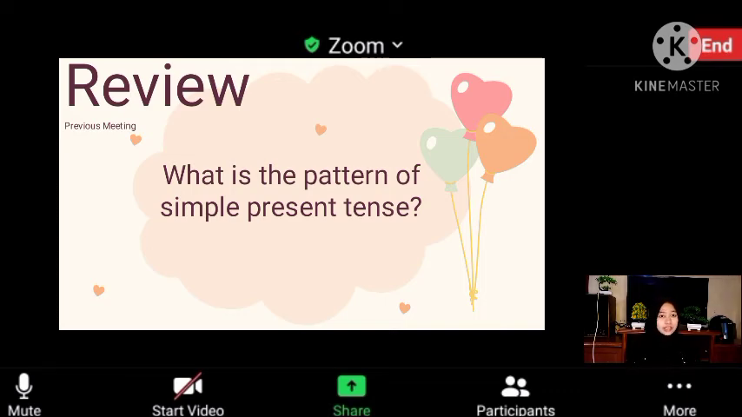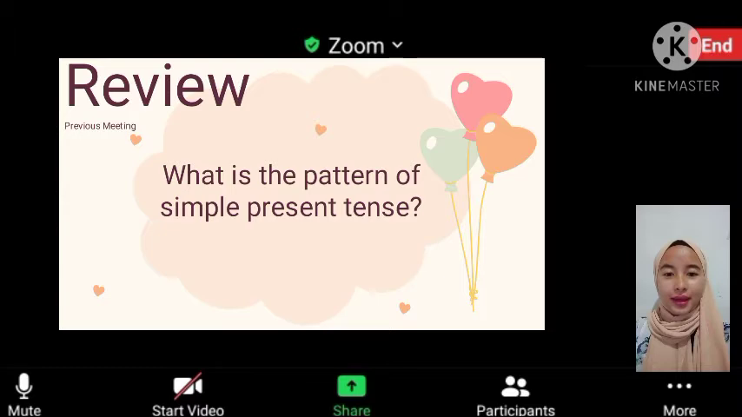Am, are, is. Am is used for the subject I, are is used for you, we, they, and is is for the subject he, she, it. For example, you are beautiful. And the negative form for the simple present tense nominal sentence is subject plus to be plus not plus complement. For example, they are not my friends. That's all, ma'am. Okay, good explanation, Azmi.